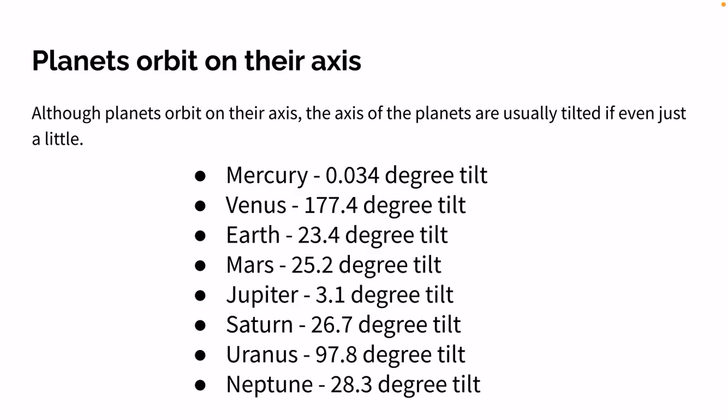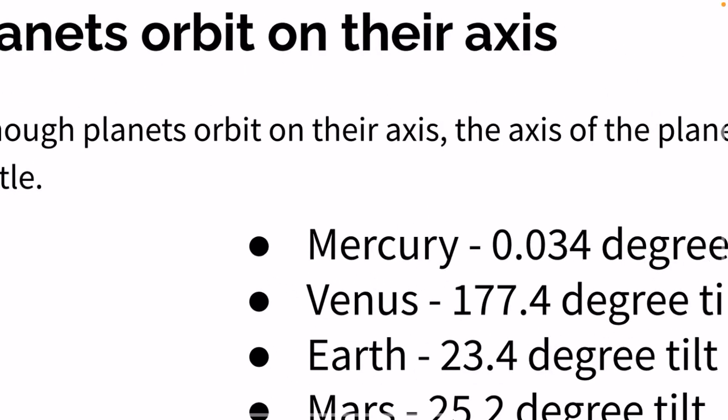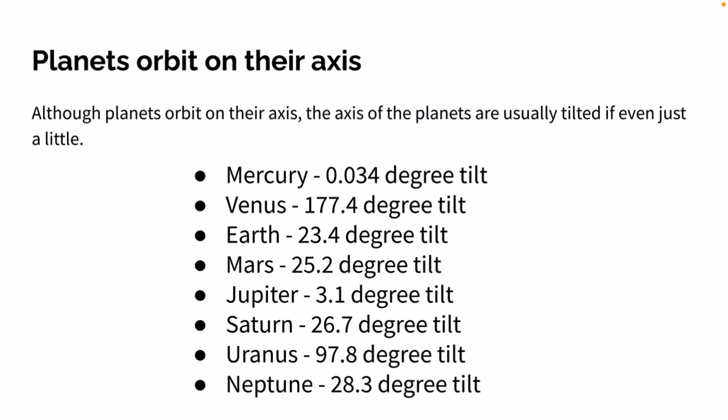And then, if you didn't already know, planets rotate, not orbit. They rotate on their axis, so sorry about that. Not orbit, it is rotate. And this axis can be tilted. I don't want to make this presentation boring, so if you're interested, you can pause and look. Otherwise, we're going to continue.